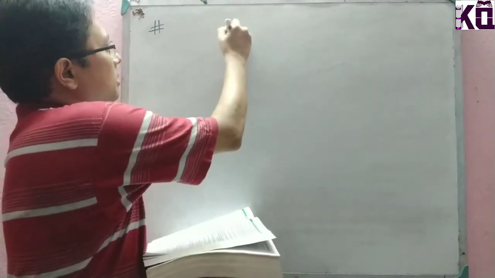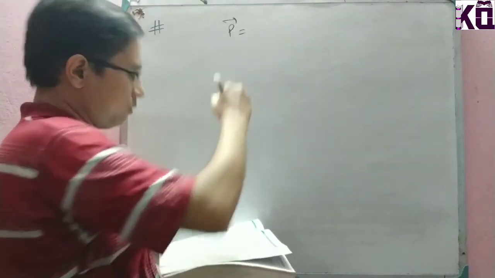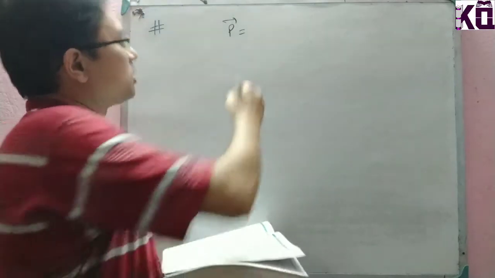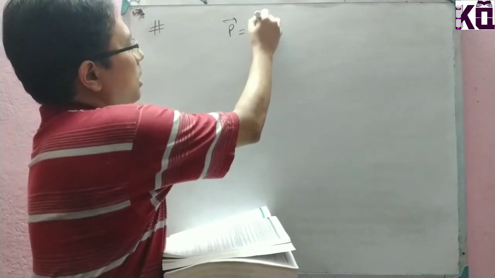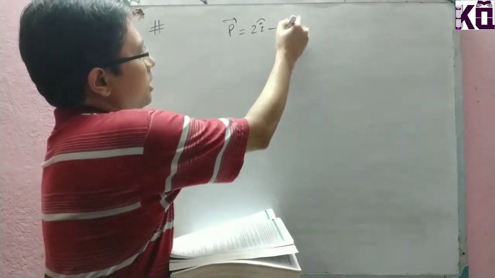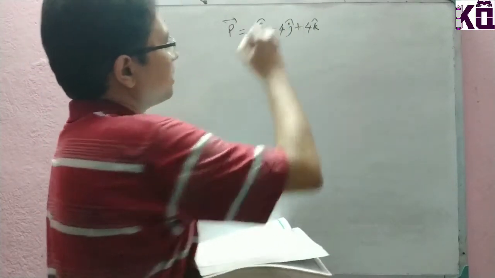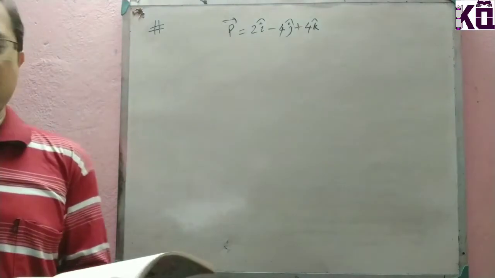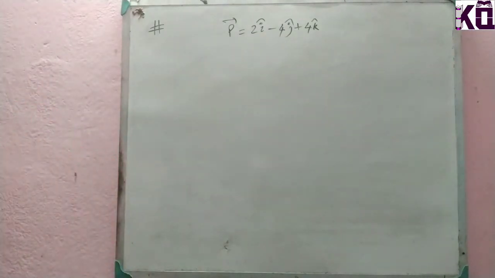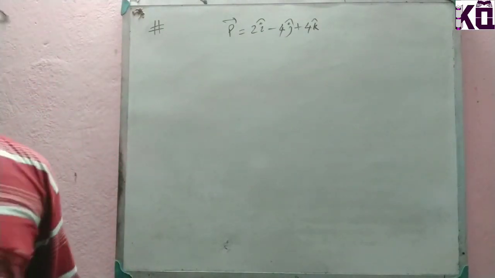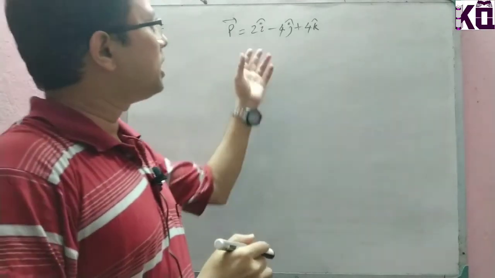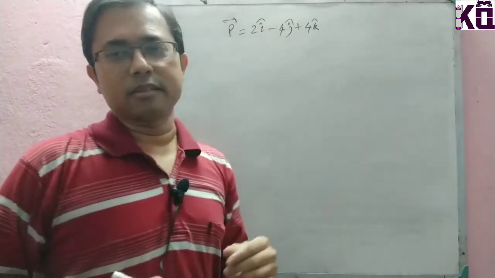That means P is a vector which is given as 2i minus 4j plus 4k. This is the actual vector which is given, and we have to identify the unit vector in that direction.